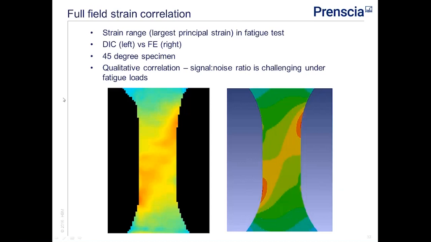We also made some attempts to correlate the strain field by using digital image correlation. We had some issues with signal to noise ratio, so I wouldn't say that this is very quantitative, but it does at least confirm that our finite element analysis is predicting the right kind of strain field.